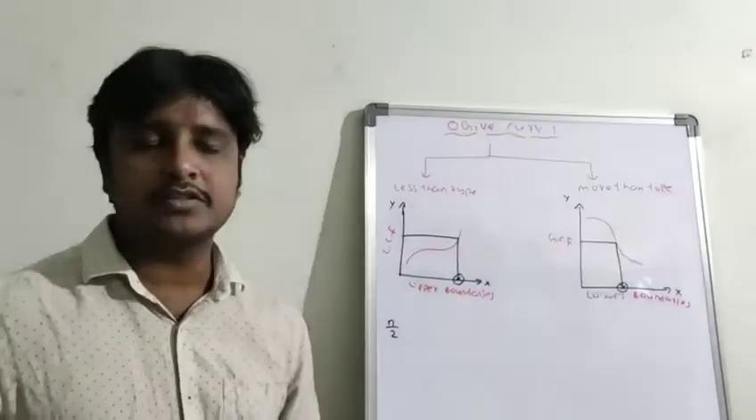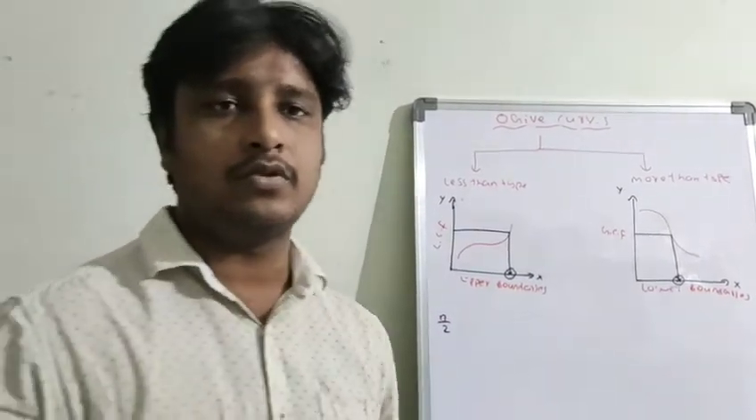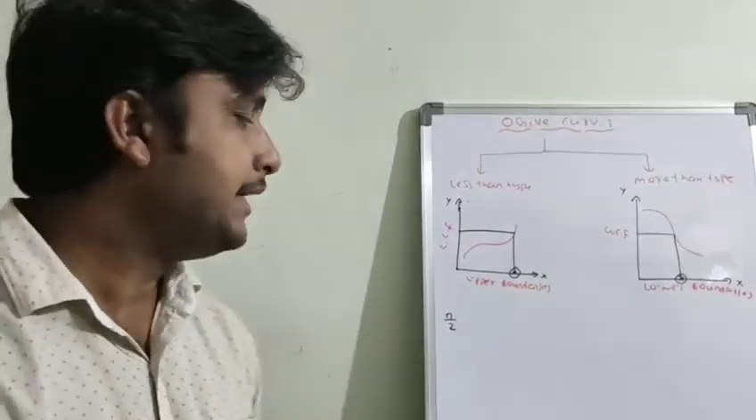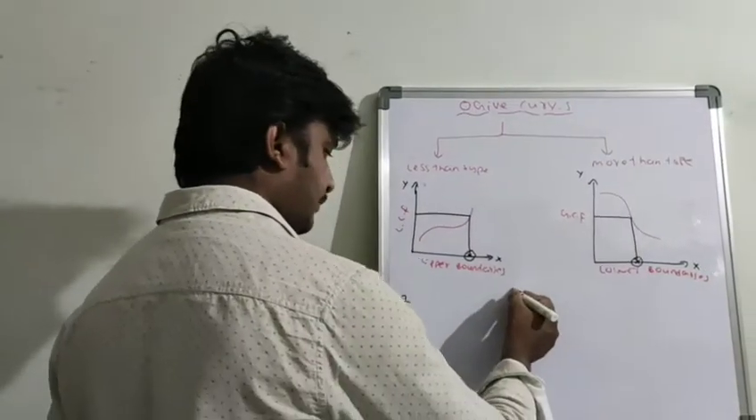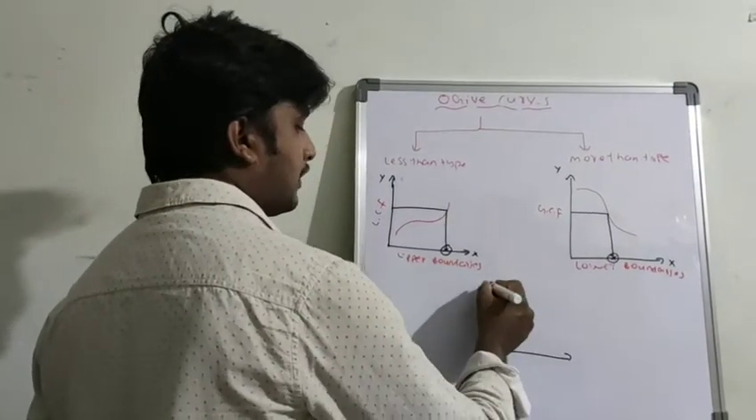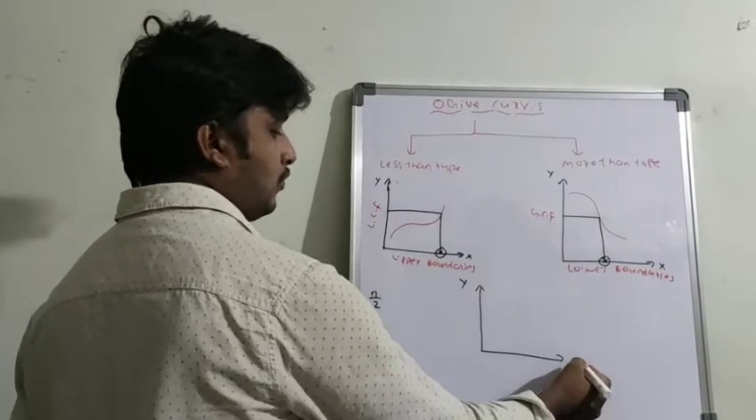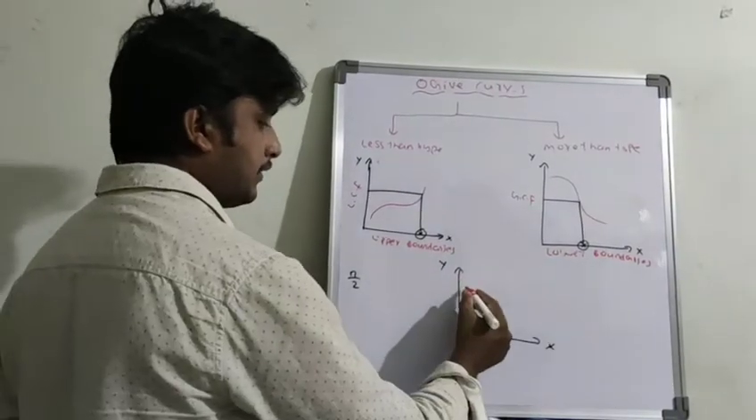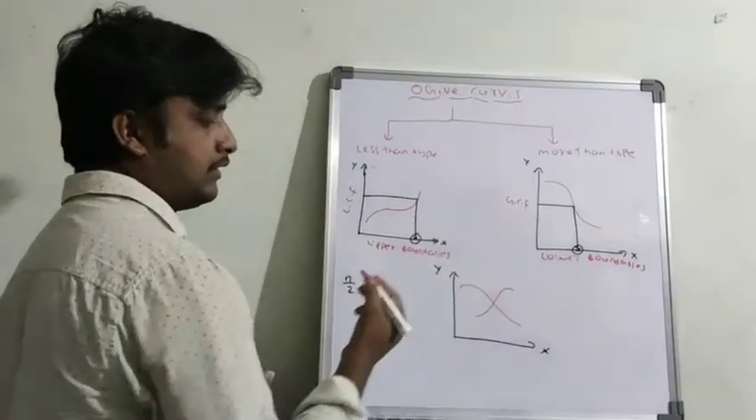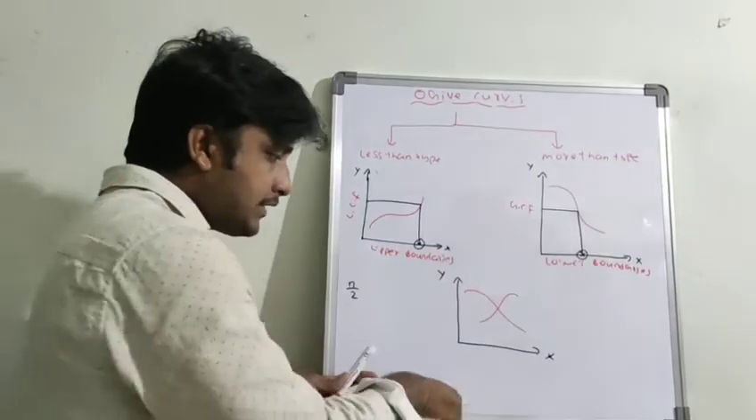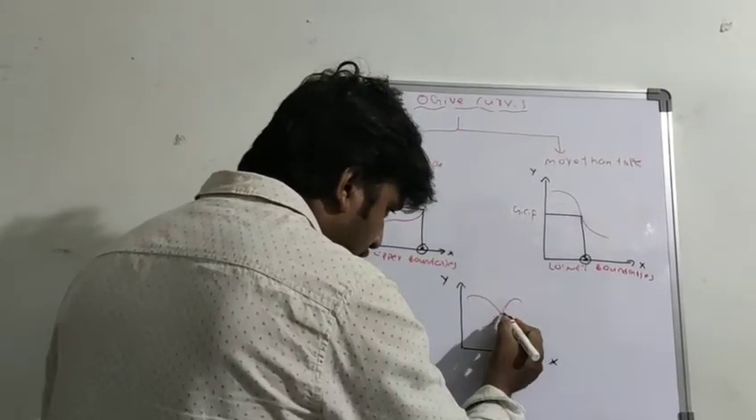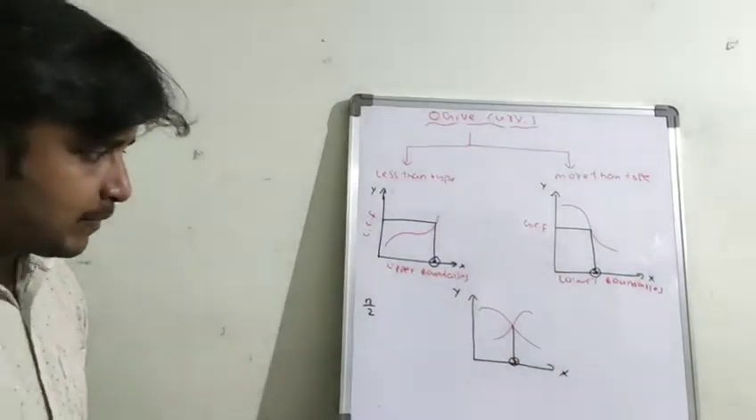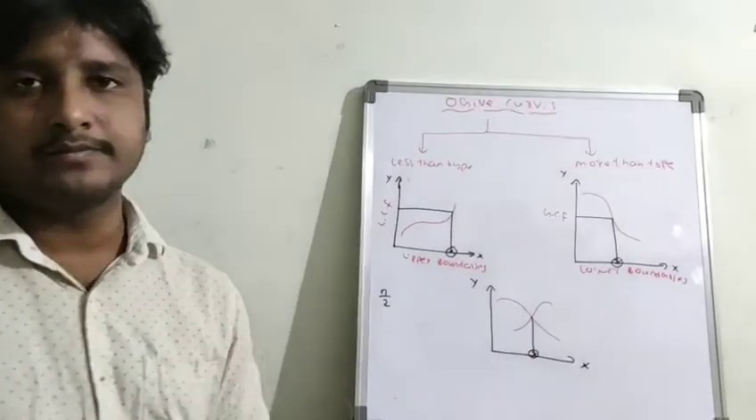Sometimes by using both the less than and more than OG curves, we have to find out the median. At that time, what we have to do is simply draw both curves in only one graph. This is less than, that is greater than. Now what is the intersection point of these two curves? You have to draw one perpendicular line to the x-axis. Whatever the value you get here, that will become the median.